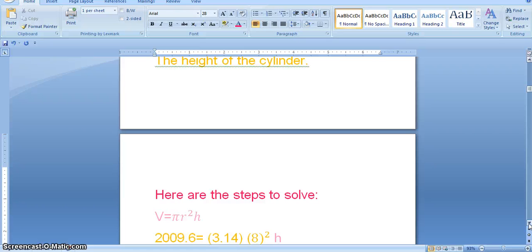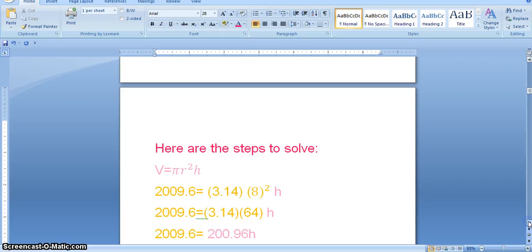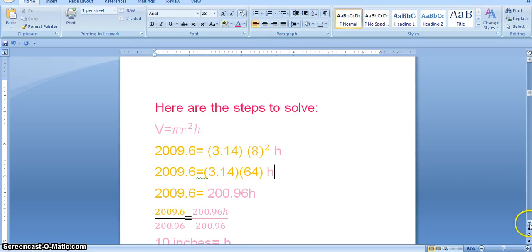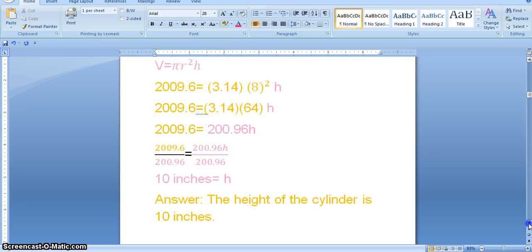The first thing we need to do is square the 8, which is 64, as seen right here. So now we have to multiply 3.14 times 64, because we're trying to get h by itself. That will equal 200.96 h. So to get h by itself, we have to divide by 200.96 on each side, like shown here, and we get 10 inches for the height. So the answer is the height of the cylinder is 10 inches.